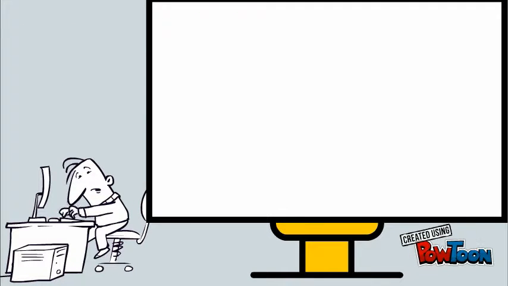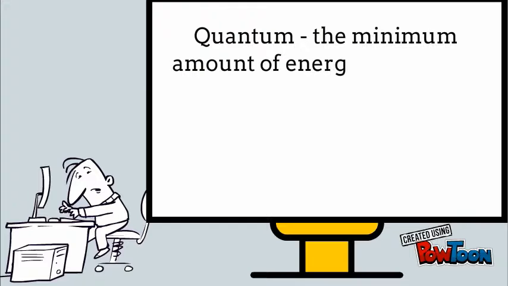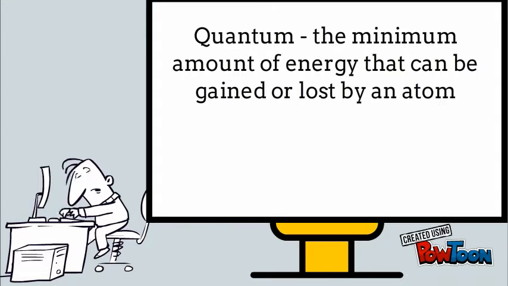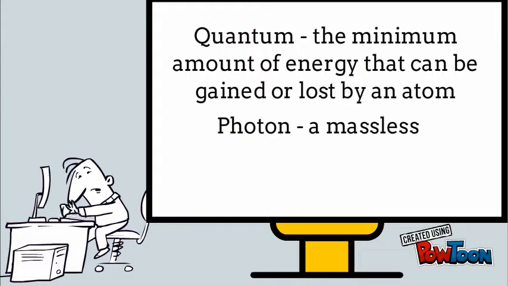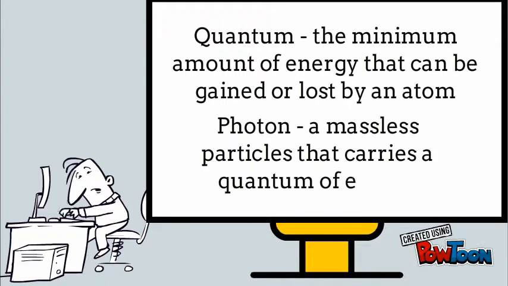Let's start with some definitions. A quantum is the minimum amount of energy that can be gained or lost by an atom at any time. A photon is the massless particle that carries that amount of energy. So the quantum is the amount of energy and the photon is what carries that energy.